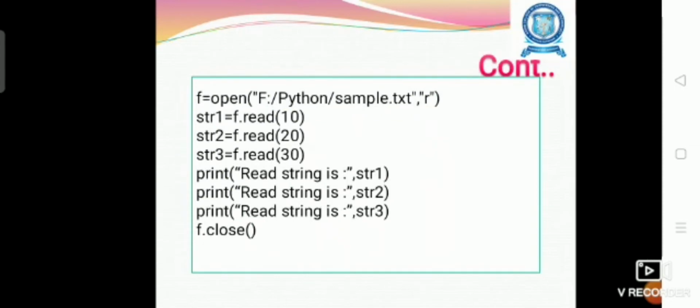First of all, we are opening the file: f equal to open of the file. We are opening the file in read mode. All of you note down the second argument in the file open, R. R means we want to open the file for read only. Next, we are using some string variables to store the content read from the file: str1 equal to f dot read of 10.